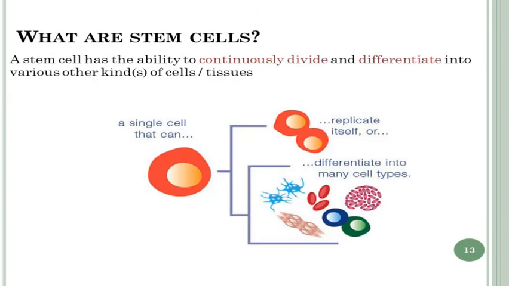Stem cells are the mother cells of the body that have the ability to continuously divide and differentiate into various other kinds of cells or tissue. Mainly, stem cells are categorized into 2 broad groups: embryonic stem cells, which are derived from blastocysts, and adult stem cells. In adults, the stem cells reside in almost all organs. Adipose tissue and bone marrow are excellent sources of adult stem cells for autologous stem cell therapy, while umbilical cord derived stem cells are a good allogenic stem cell source for treatment.